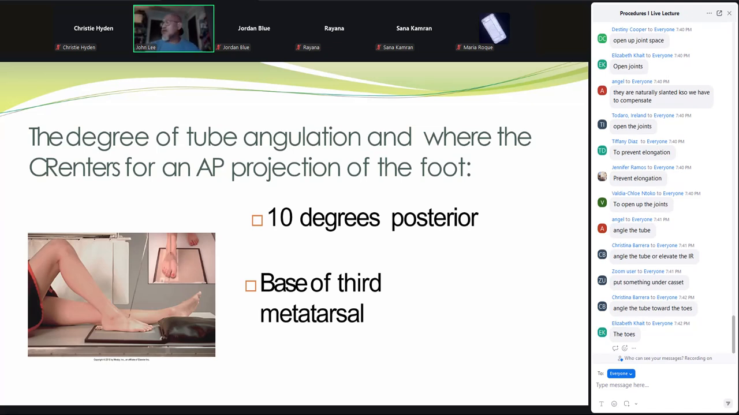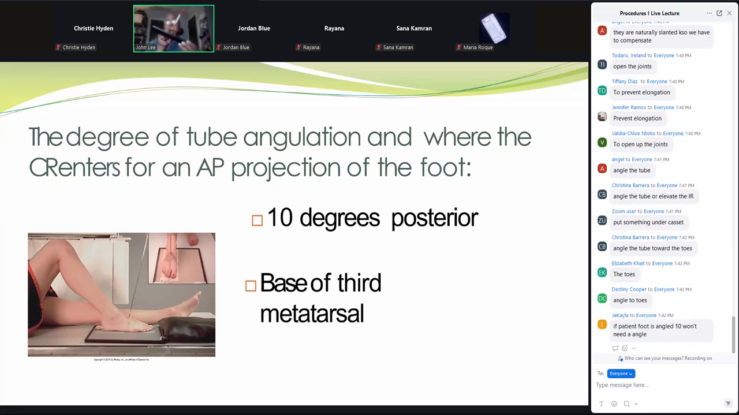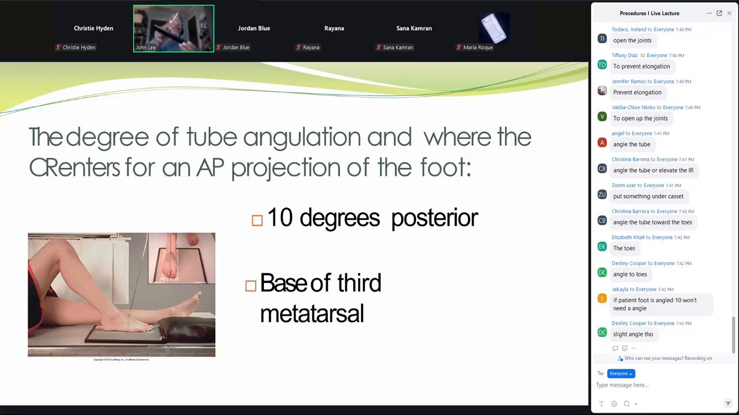Towards the toes. If the foot is sitting up like this, with the toes here, you're going to angle towards the toes. So like this, for portable. If the patient's foot is angled 10 degrees, you won't need an angle.